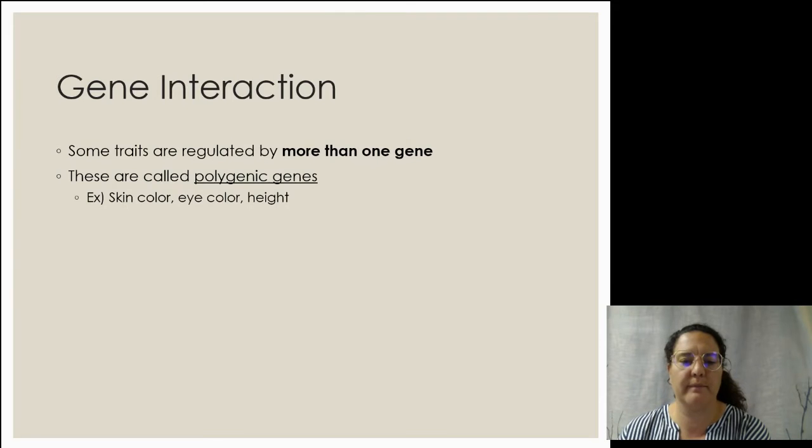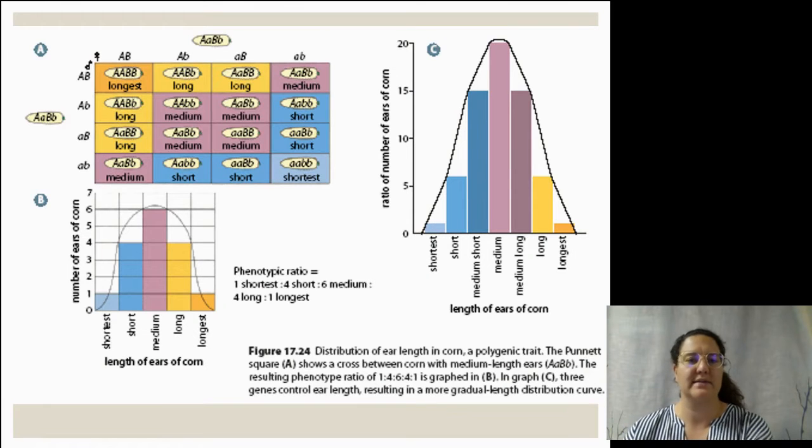So if we look at this graph, we can see that instead of this being a dihybrid cross of two different traits, this is a dihybrid cross of two genes that control the length of ears of corn. And we see a typical bell curve where we have more of them in the medium range, same as we would have lots of heterozygotes in a dihybrid cross, and very few homozygous recessive and homozygous dominant. So this is when more than one gene codes for a single trait.